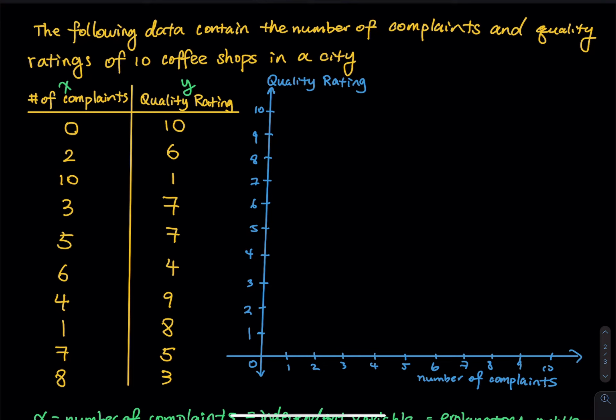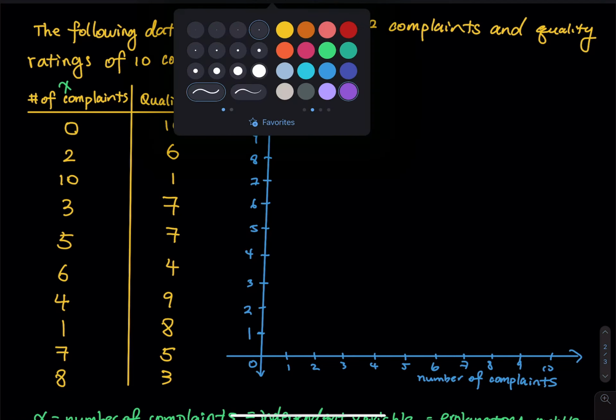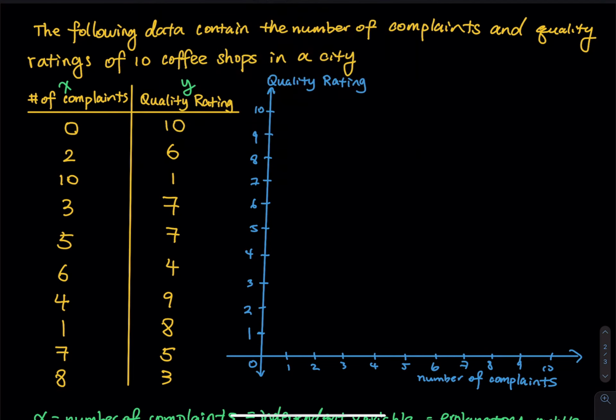And then the fourth row, that coffee shop has 3 complaints and the quality is pretty good, 7 points. All right, so what I'm trying to do is graph this data. So let's start at the first one. Let's use another color to give you a better contrast. So the number of complaints, I call that the X, and the quality rating, I call that the Y. So that means I am going to put the number of complaints on the horizontal axis.